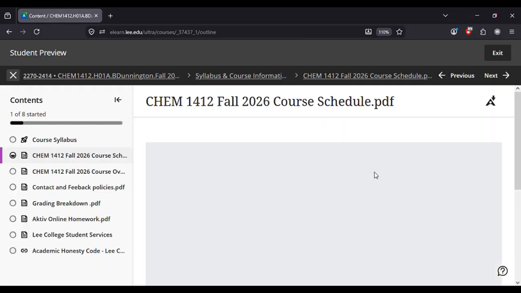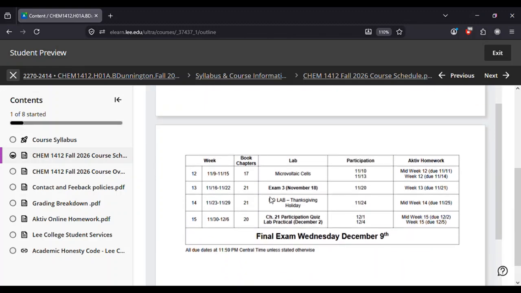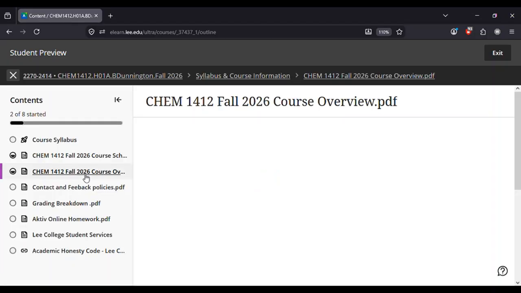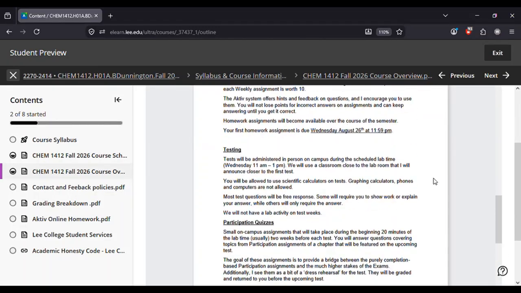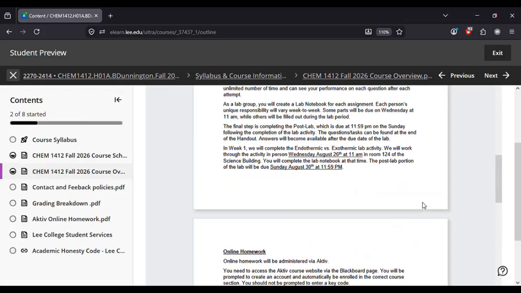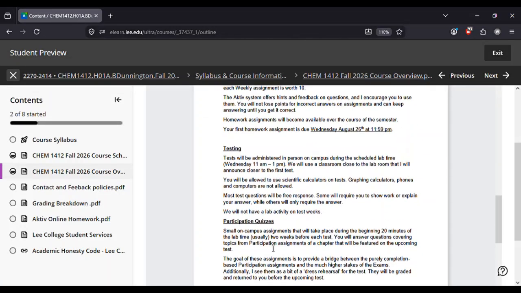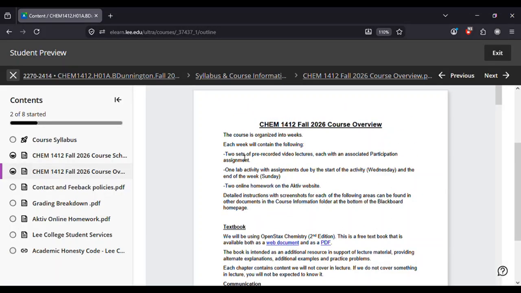So first off, we have just the course schedule. So you can see the schedule for the class, what we're going to do each week, what the lab's going to be, where the tests are, all the assignments. I also have a course overview, which is a similar idea in that the schedule is in there, but it's also got a couple of pages with the highlights of what you need to know about participation quizzes, testing, online homework, lab, lecture, right? Important things that everyone's going to need to know.